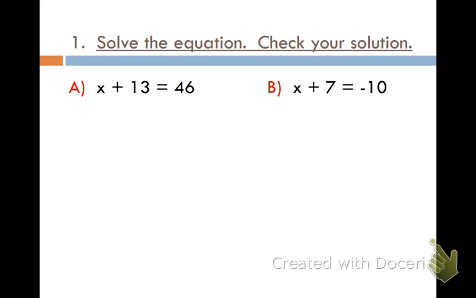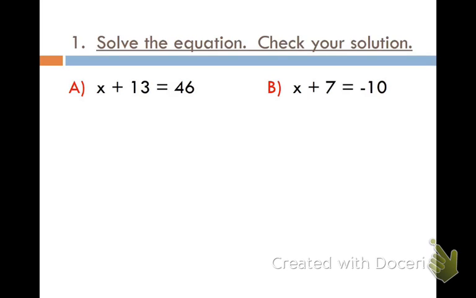So let's do a couple problems together. Our instructions tell us to solve the equation and check the solution. Let's use those rules that we just talked about in our notes. First of all, rule number 1, what does it tell us to do? Identify the variable. What is my variable? X. Now, the second step says, move the number that's keeping the variable from being alone. What is keeping that X from being alone?